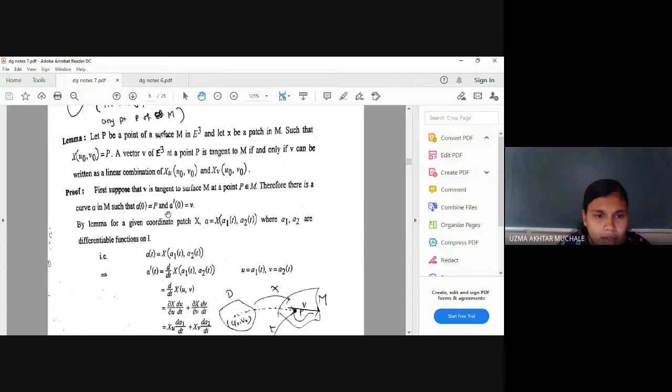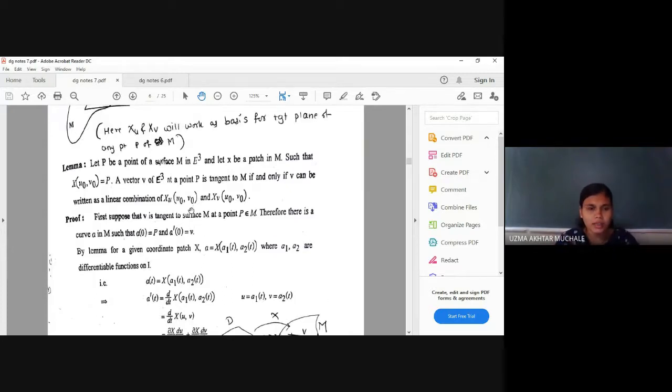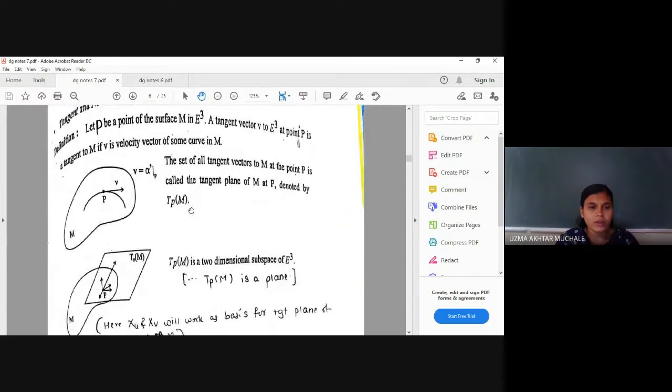So what is a vector? Now instead of taking any vector, we will take a vector which we know already. As we are having any vector in E3 space, out of all those vectors, we will select one vector which we know. What is a vector which we know? It is alpha dash of 0 equals v. Why? Because we know what a tangent vector to the surface is. Here you have studied that a tangent vector to the surface is nothing but the velocity vector to a curve in the surface M.